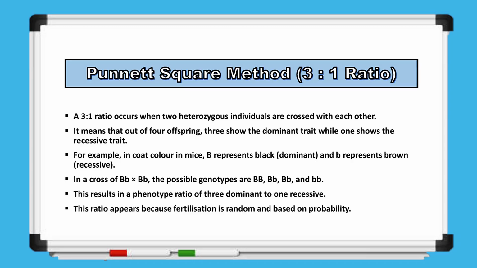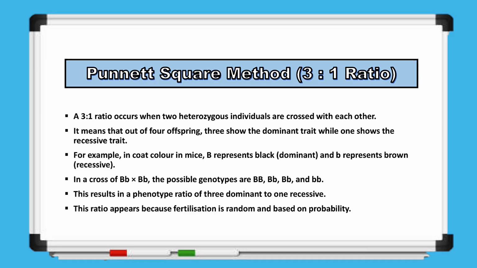2 mice are crossed, one with black coat color and one with brown coat color. In this case, capital B represents black coat color, which is dominant, while small b represents brown coat color, which is recessive. When we cross 2 heterozygous parents, each with the genotype 1 capital B and 1 small b, each parent produces 2 types of gametes, one with capital B and one with small b. When these gametes combine in a Punnett square, the possible offspring are 1 with both capital BB, 2 with capital B and small b, and 1 with both small bb.